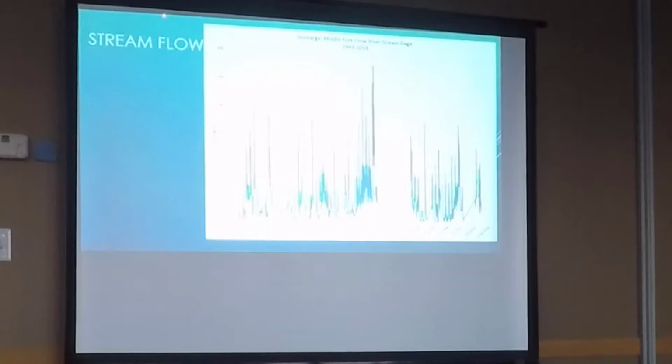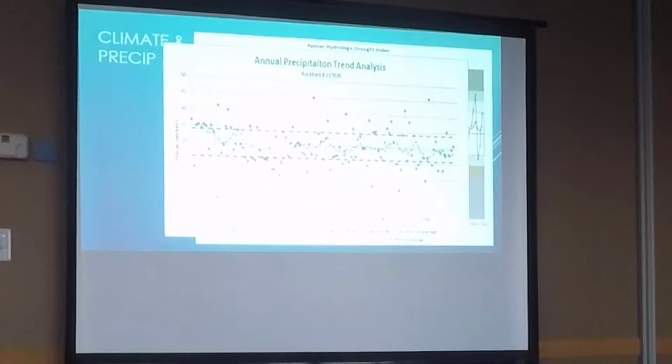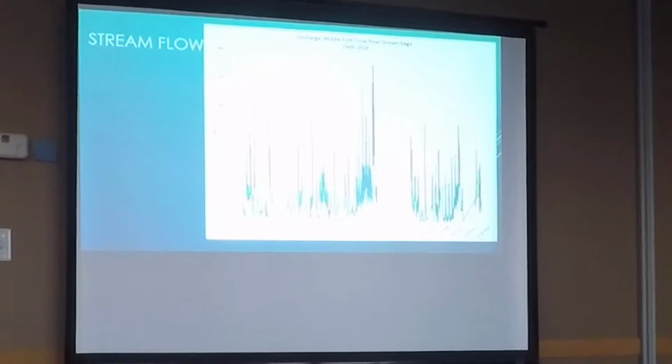So this is stream flow. This is the gauge on the Middle Fork of the Crow River downstream of the outlet of Lake Calhoun. And this is discharge from 1949 through 2018, actually. This includes the data from 2017 up through the end of the fall. And when we start to relate this information, climate and precipitation, to this data, what I tend to try and take a look at is, once again, those multi-year moving averages.